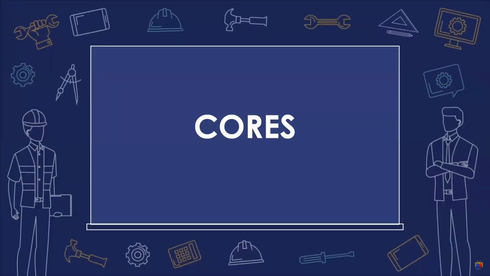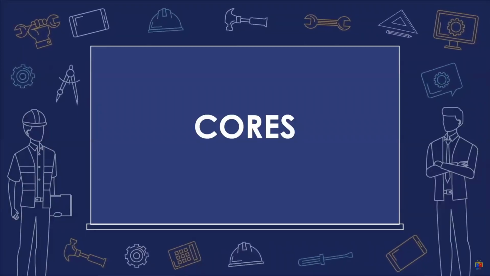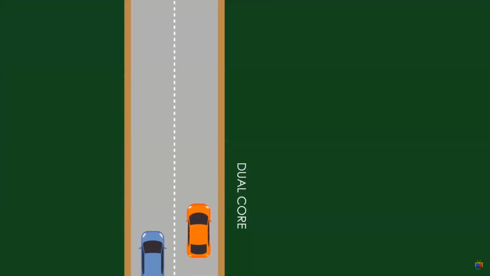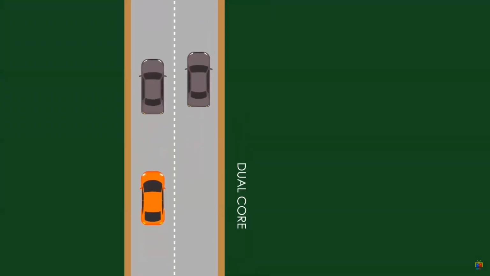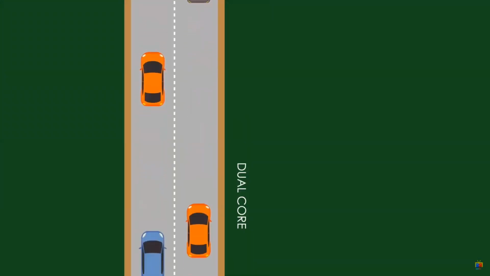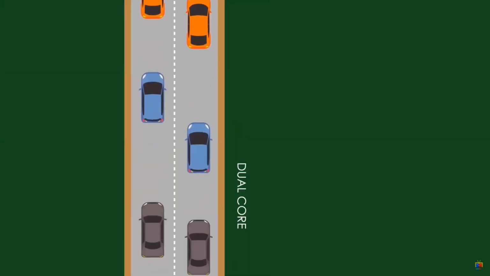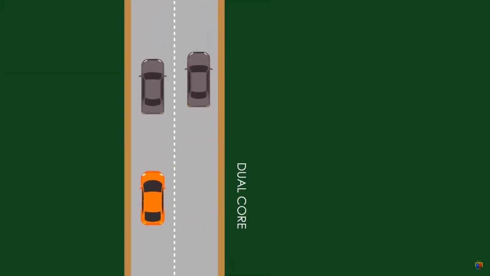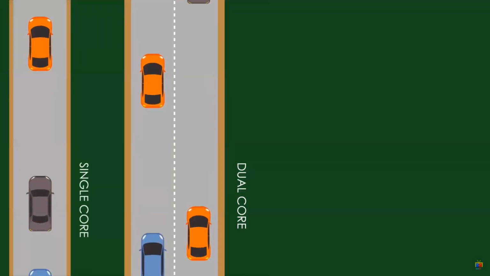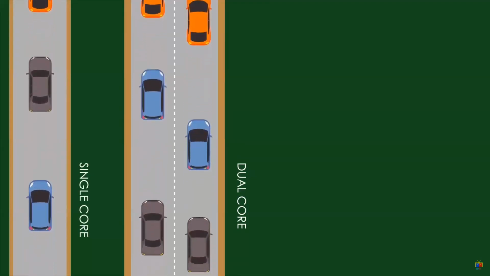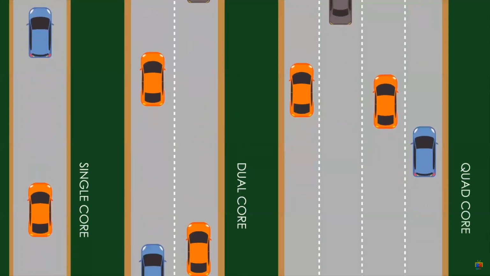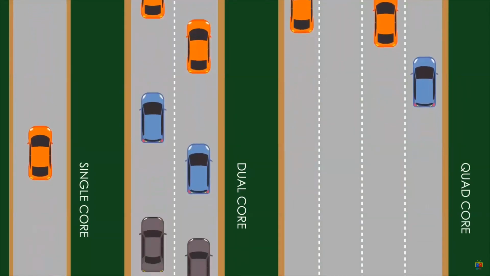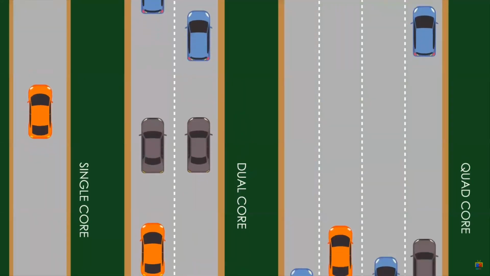A CPU is traditionally made up of processors with a single core. A CPU with two cores, called a dual-core processor, is like having two processors in one. A dual-core processor can fetch and execute two instructions simultaneously. It takes a single-core processor to fetch and execute just one instruction. A quad-core processor has four cores and can carry out even more instructions in the same period.